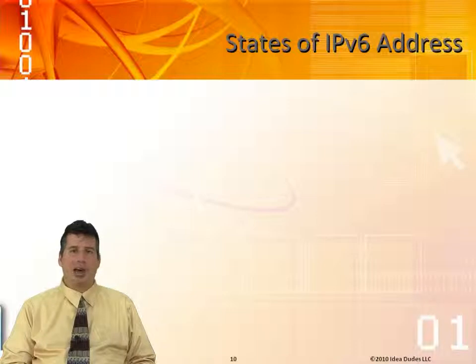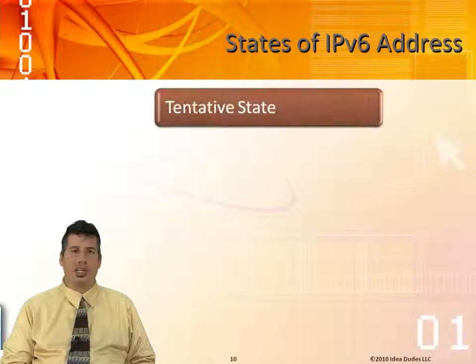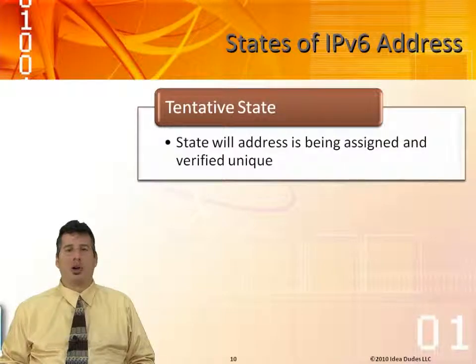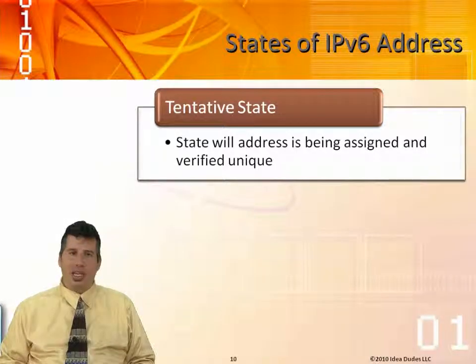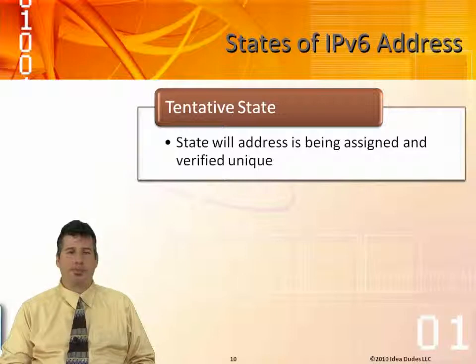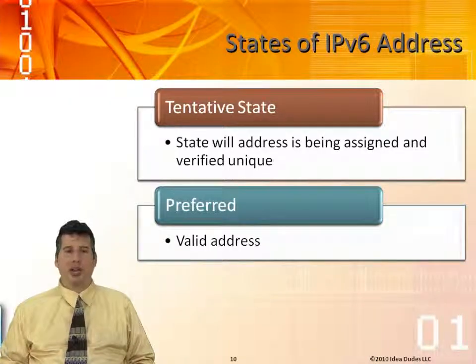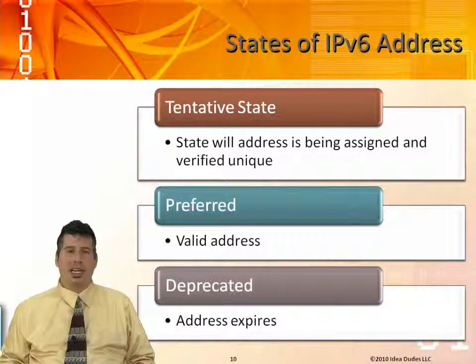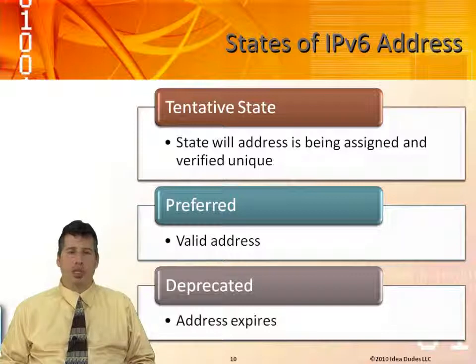Now there are different states that we have for IPv6 addresses. We have the tentative state, in which the address is being assigned and verified as unique. So what it's doing is making sure that we don't have duplicate IP addresses on that local subnet. Preferred is the valid address. After it's been tentative, saying it's unique, this is going to be the valid address, which is known as our preferred. And deprecated means the address expires, so it's no longer a good address. We shouldn't use this.